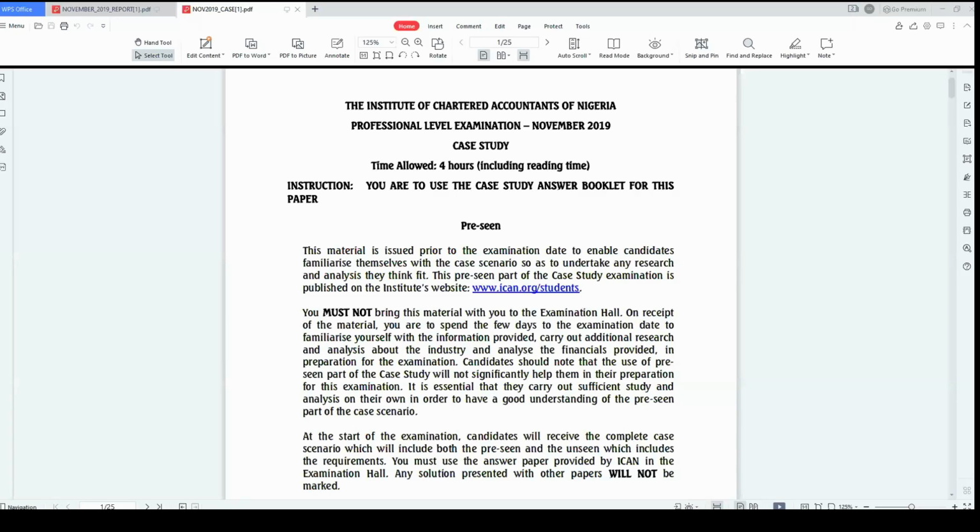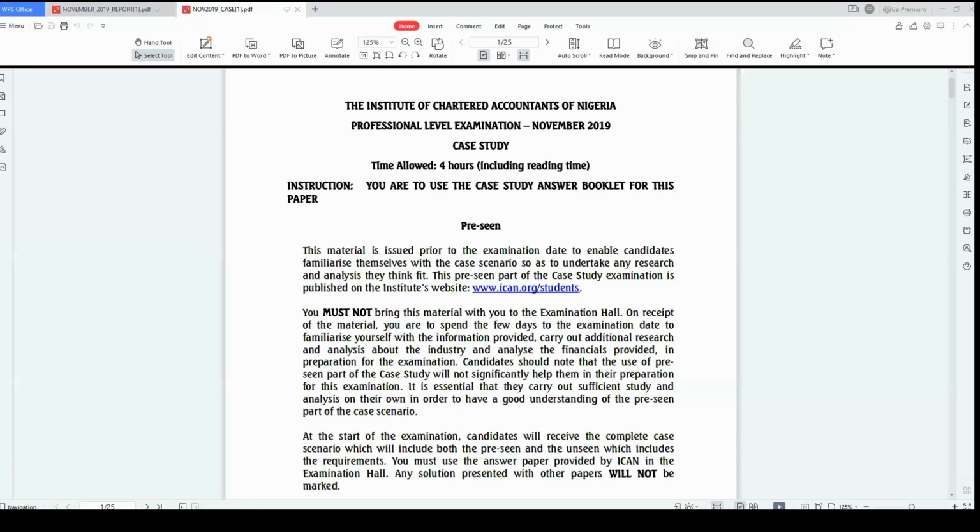But if by any chance you are able within a very short time to read and understand the case presented before you, that means there is about 70% chance for you to solve the case very well.